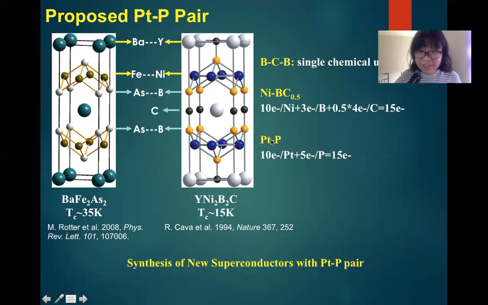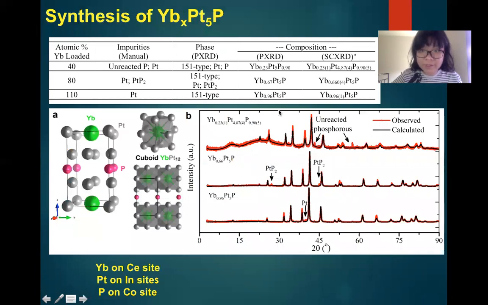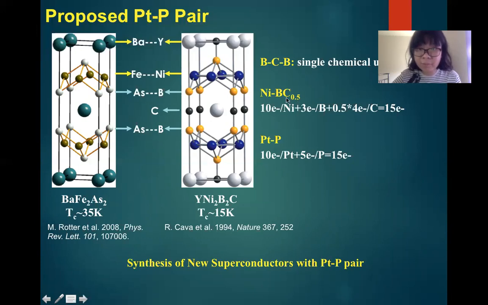So what we try to do is replace the nickel with Pt, because Pt is very easy to spin polarize. And we also use phosphorus to replace the boron carbon 0.5, and we get the same electron count. So our goal is to synthesize new superconductors with a Pt phosphorus pair in the anti-cerium cobalt indium 5 structure type. So we start from the rare earths.